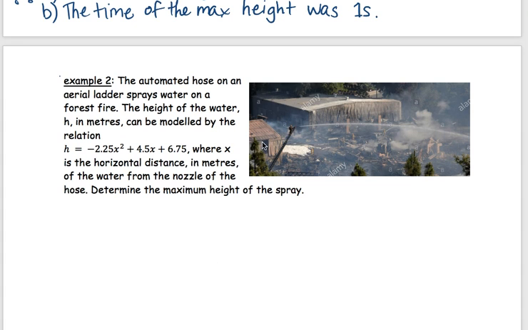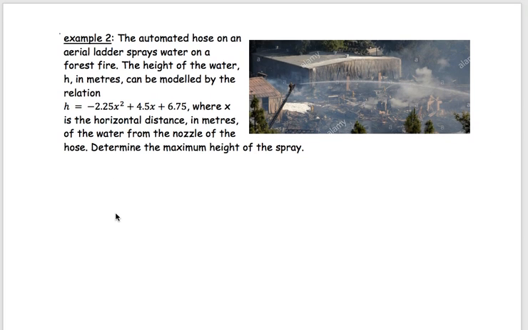We have one of those ladders on a fire truck, an aerial ladder. They have the hose up there, and it's spraying water on a forest fire. The path of the water is represented by this equation here, where h is the height in meters, x is the horizontal distance that the water is being sprayed. We need to determine the maximum height of the spray of the water if we know that's the equation. Let's make a little diagram here again just to help visualize.